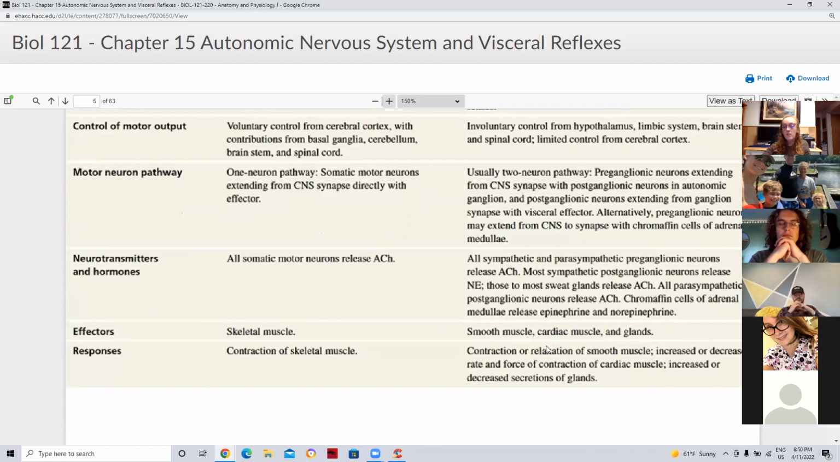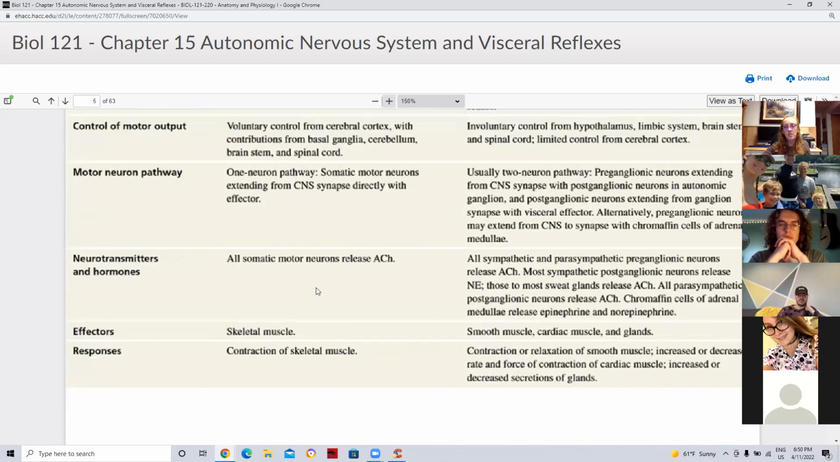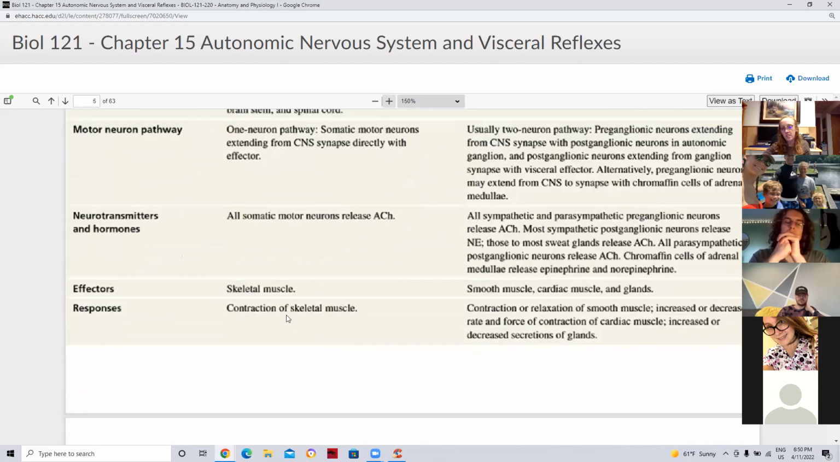Effectors for the somatic motor nervous system: skeletal muscle. For the autonomic nervous system: smooth muscle, cardiac muscle, and glands. Remember, the somatic motor nervous system is always excitatory. It doesn't say that here, but it's always excitatory. And so the responses are always contraction of skeletal muscle.